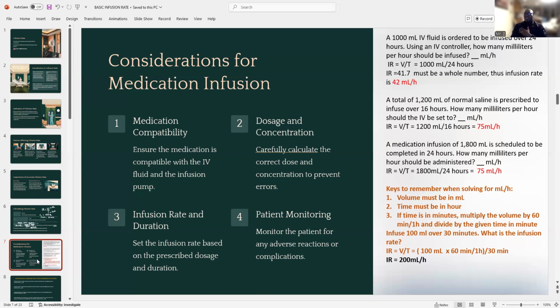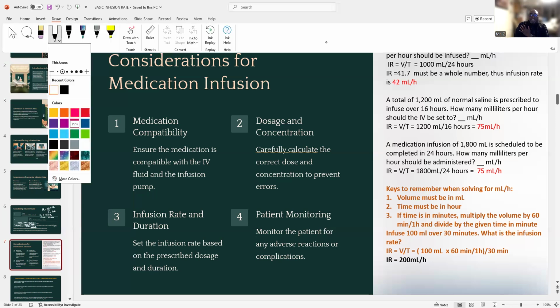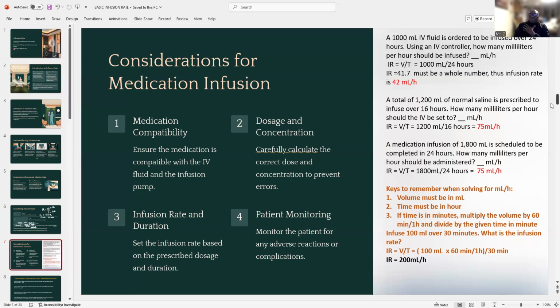So let's look at this exercise on your right. 1,000 milliliter IV fluid is ordered to be infused over 24 hours. If you look at this exercise, what do you see? All right, so we learned the infusion rate is going to be volume over time, and we learned your volume must be in milliliters and your time must be in hours.